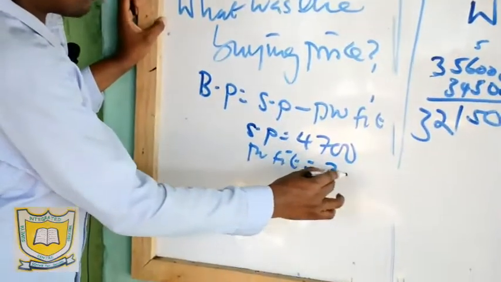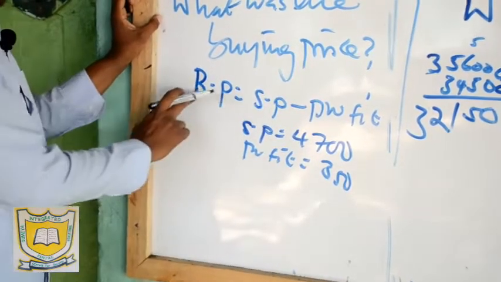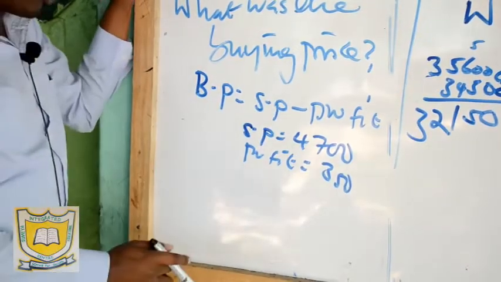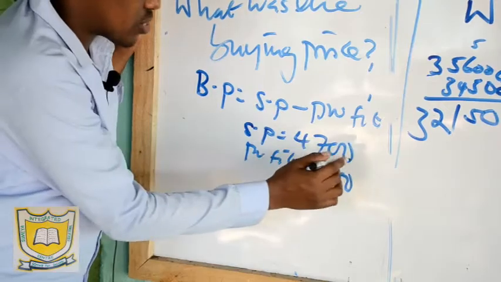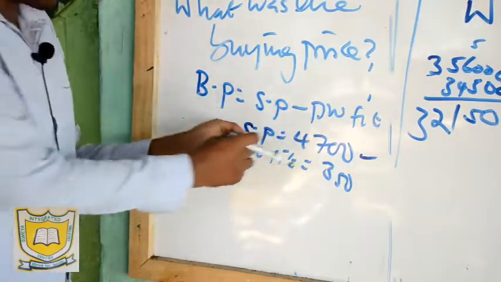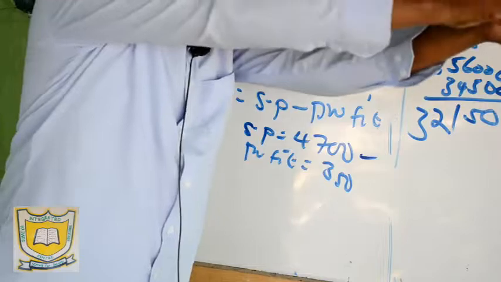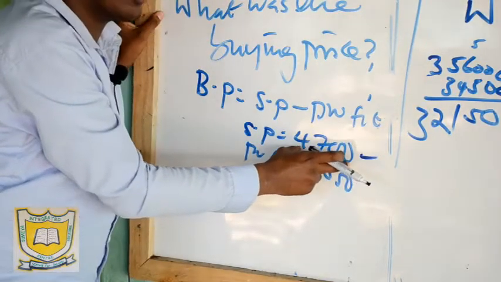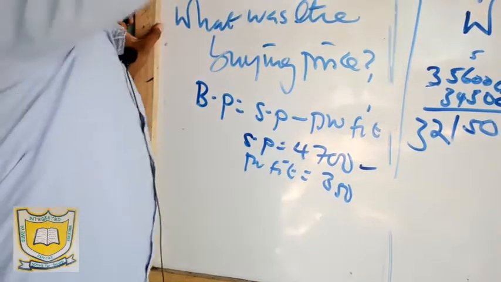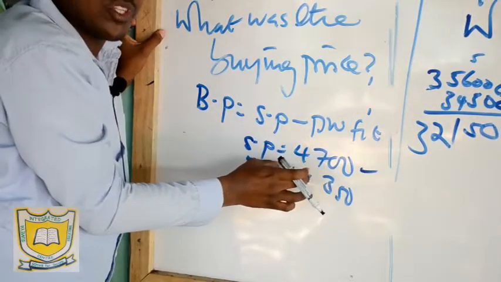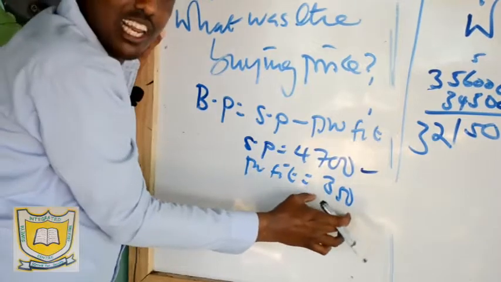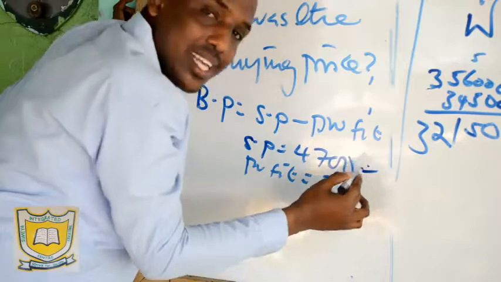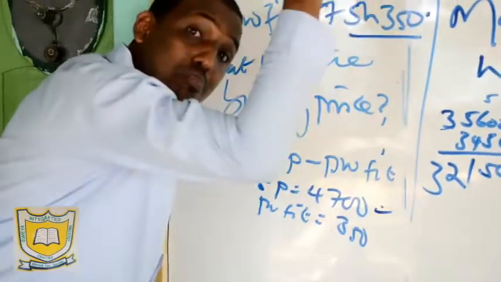Profit is 350. To get the buying price, buying price equals selling price minus profit. So he sold it at shillings 4,700. He took the bicycle to the market and sold it at shillings 4,700, and by selling it at 4,700, he got a profit of 350. The question is asking what was the buying price initially. If he sold at this price and got this profit, what was the buying price before?